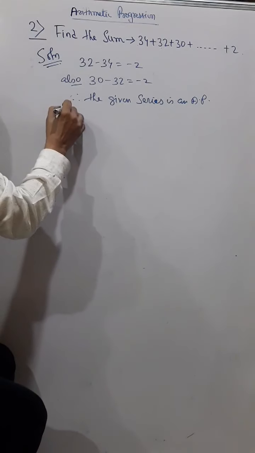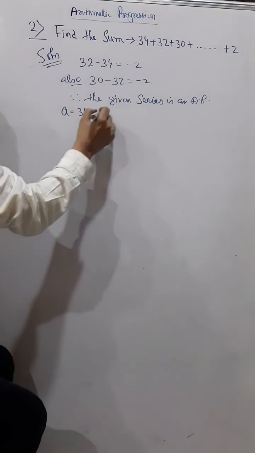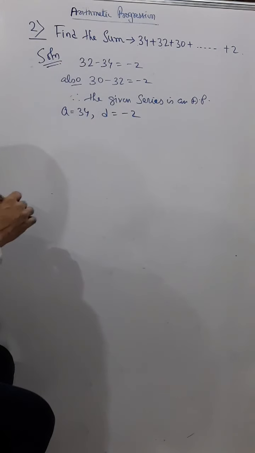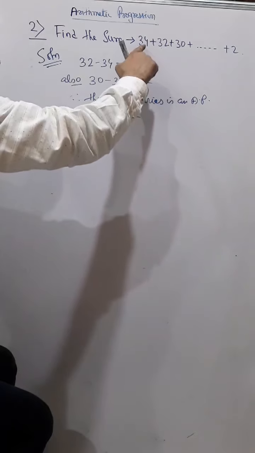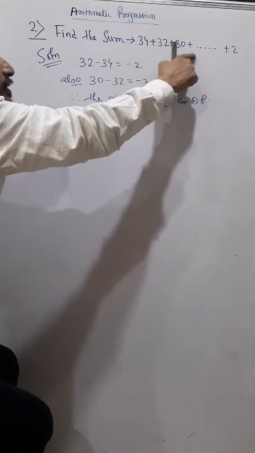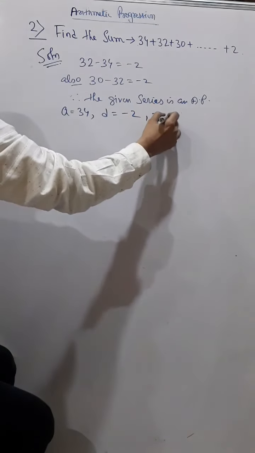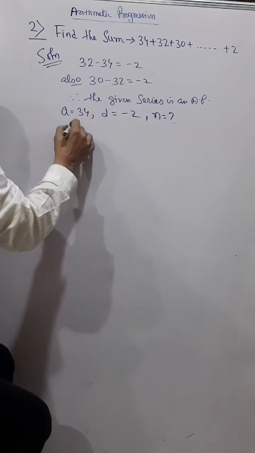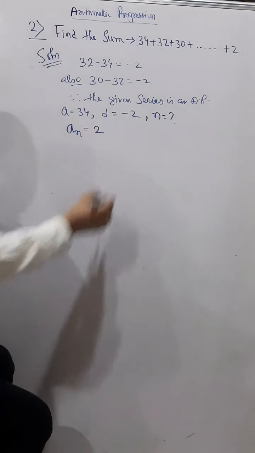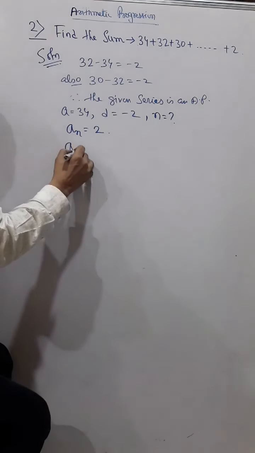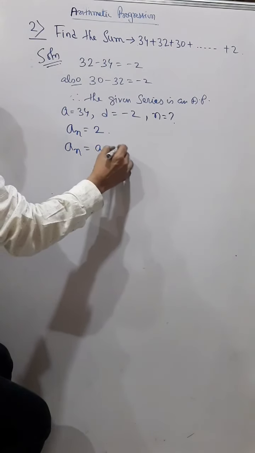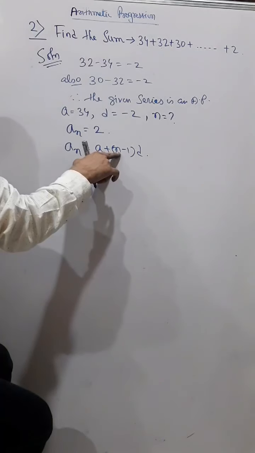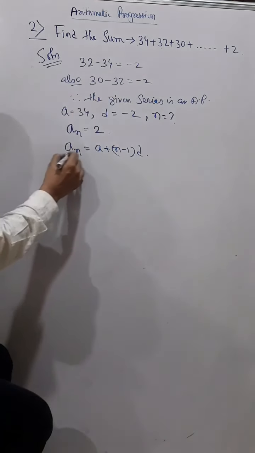Now in this AP, first of all, a is equal to 34 we know, and d is equal to minus 2. But they have told us to find the sum, and we actually don't know how many terms there are. That means we don't know n, but we know the last term, the nth term. So if I use the nth term formula, an equals a plus (n minus 1) into d, from here we can get the value of n, that means how many terms there are.